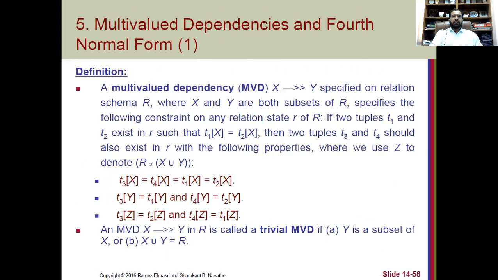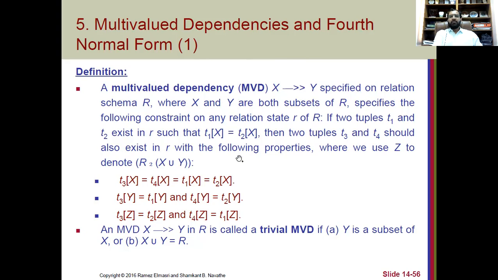The last dependency which we'll discuss in this topic is called the fourth normal form, and normally it is represented as a multi-valued dependency, determined with a double arrow. Here you can see, if you can see my pointer, X double arrow Y. How do we read this? We read this as X multi-determines Y. Here we will not say X determines Y. Here we will say X multi-determines Y is specified on the relation R where X and Y are both subsets of R. It specifies the following constraint on any relation state r of R.